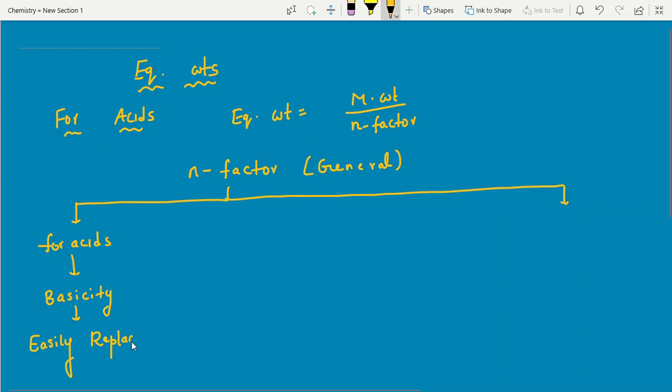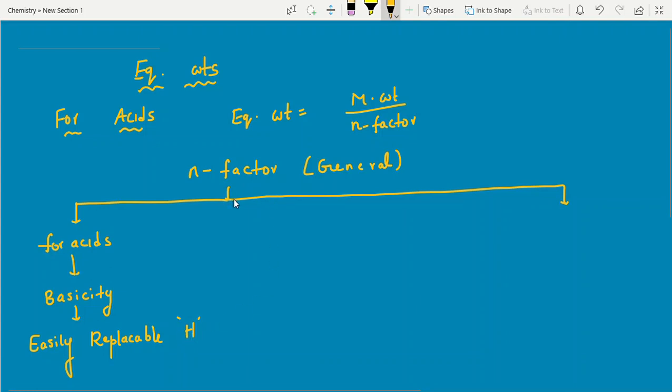Easily replaceable hydrogen. We have two different hydrogens. One is easily replaceable hydrogen, one is not easily replaceable. But which is easily replaceable, that plays important role. So based on structures only, we are going to decide the basicity. That is nothing but n factor. We'll see the examples also, students.